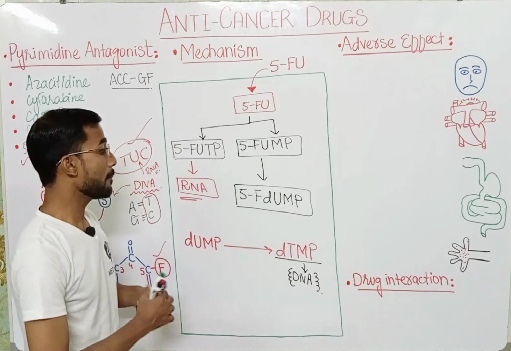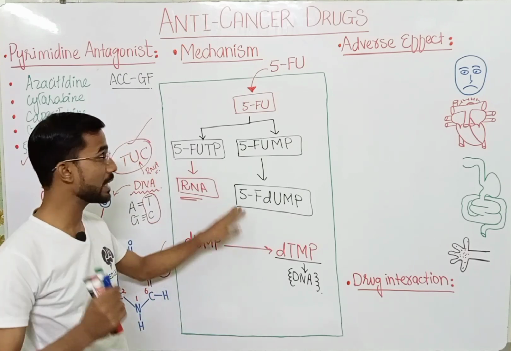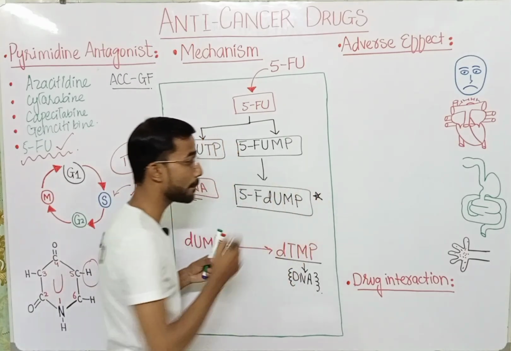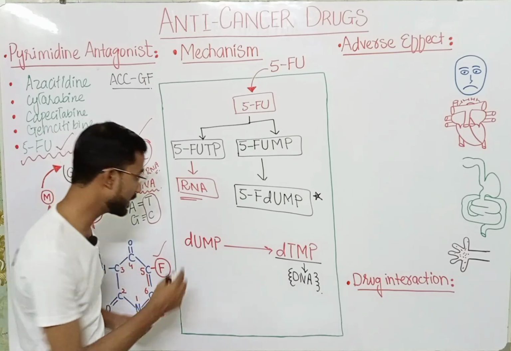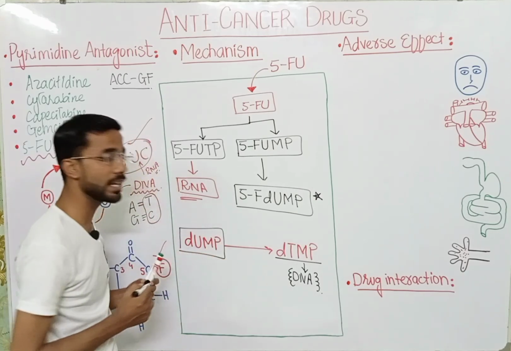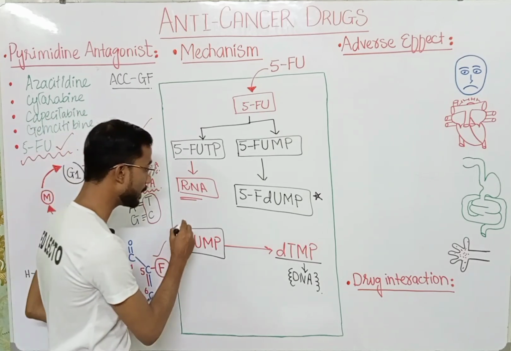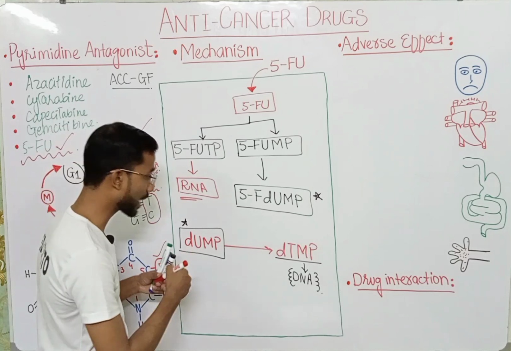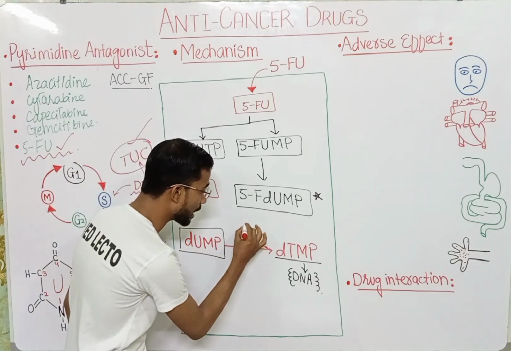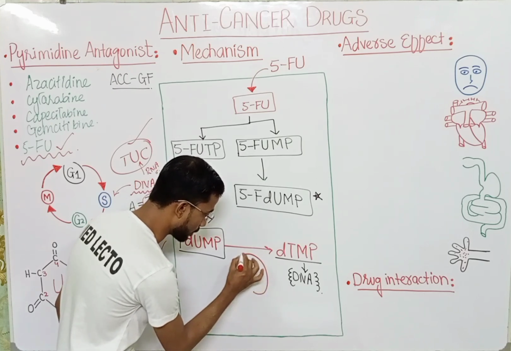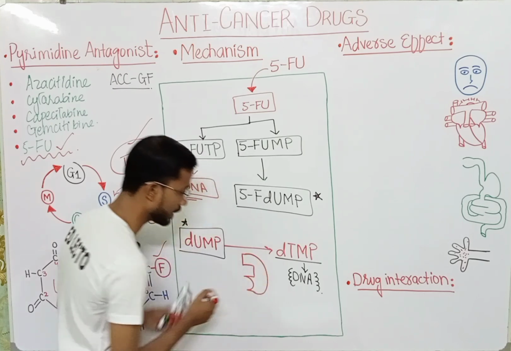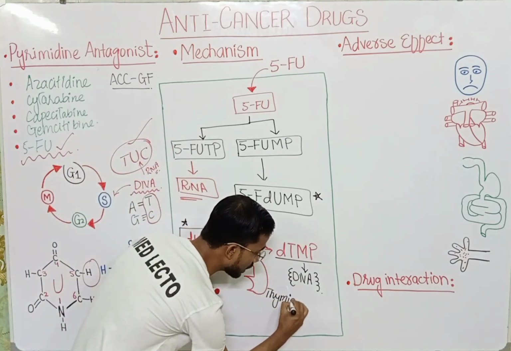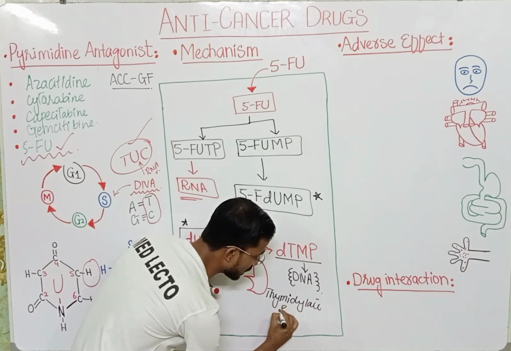But if we take this medicine, 5-fluorouracil, it will convert into this compound. This compound will compete with deoxyuridine monophosphate. Now there is a competition between these two compounds, for what? For the enzyme. This enzyme is thymidylate synthase.